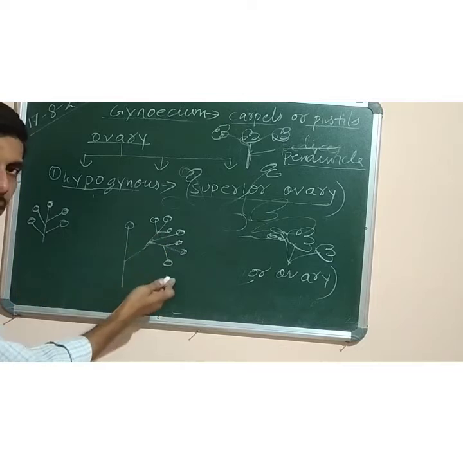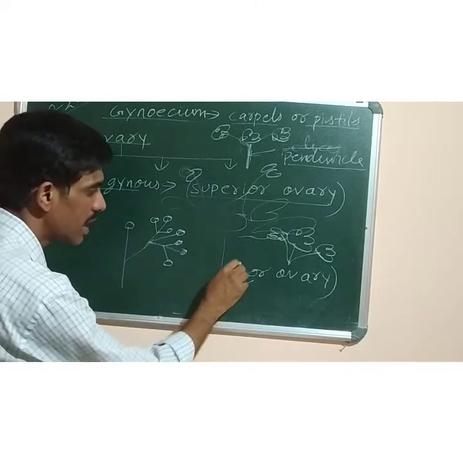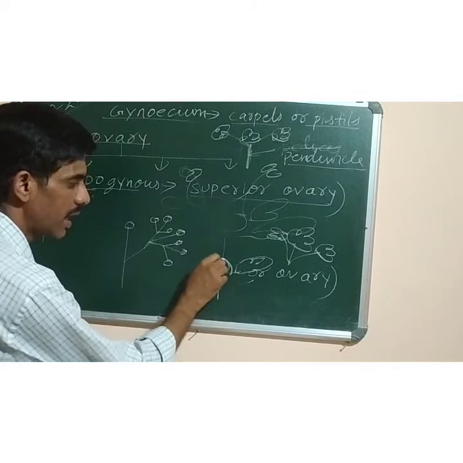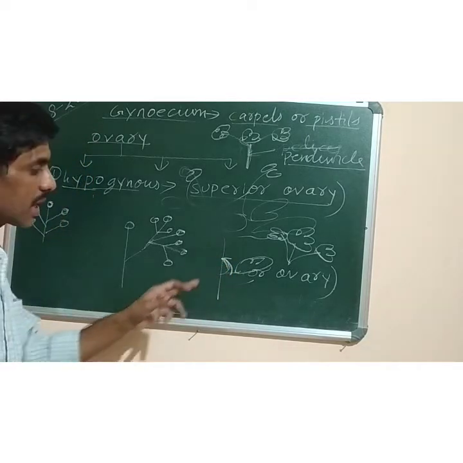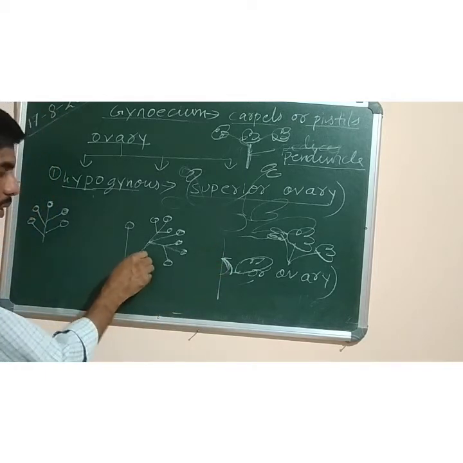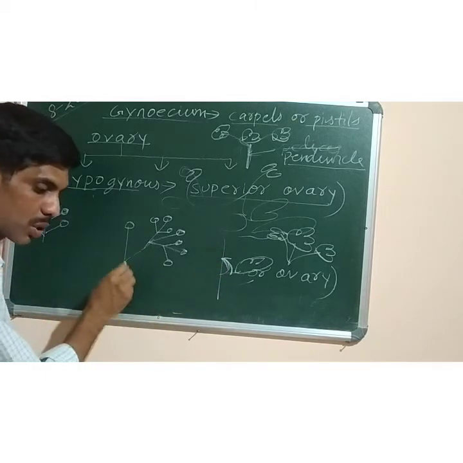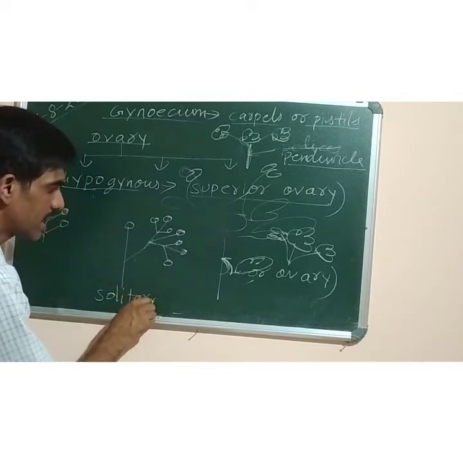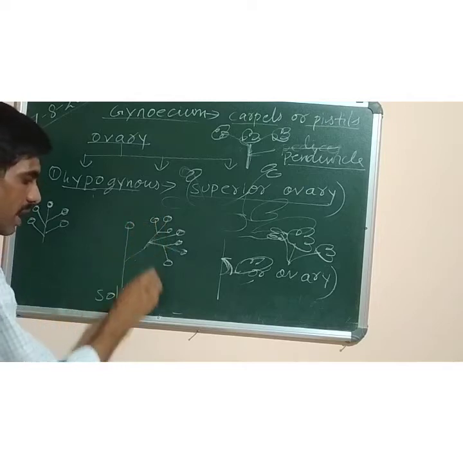Axillary means in the side. The angle between the stem and the leaf is called axillary. This is called axil. A-X-I-L. So what is axil? The angle between the leaf and the stem is called axil. So such a type of floral arrangement is called solitary axillary. Solitary means single. Only one flower is present. In each case you can see one flower. Axillary.